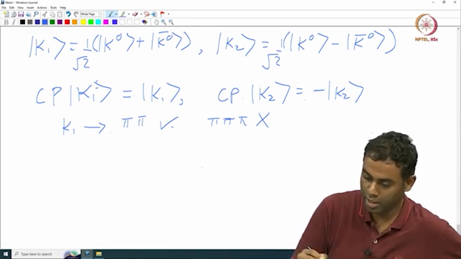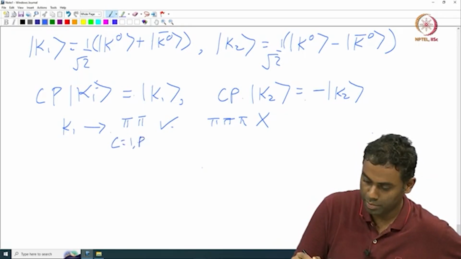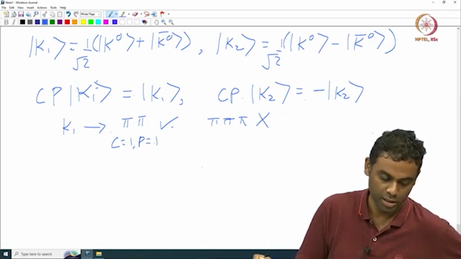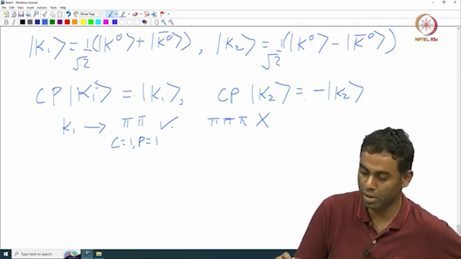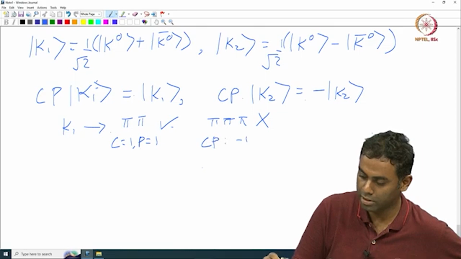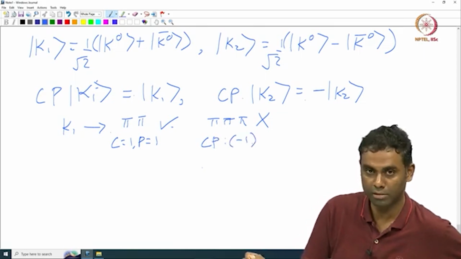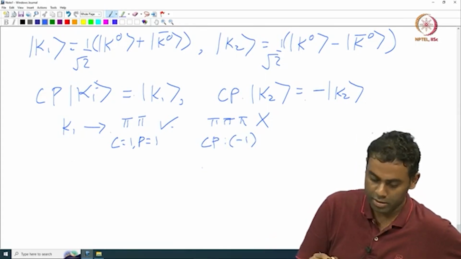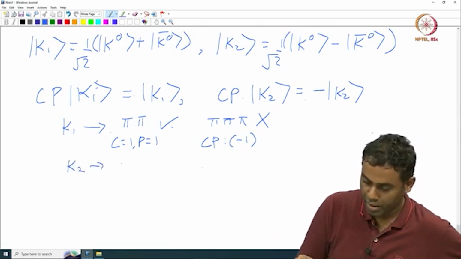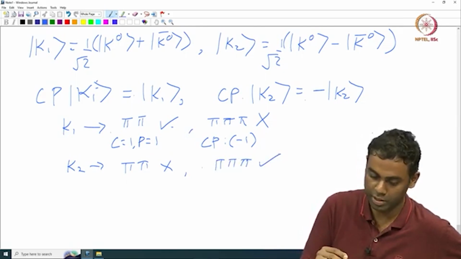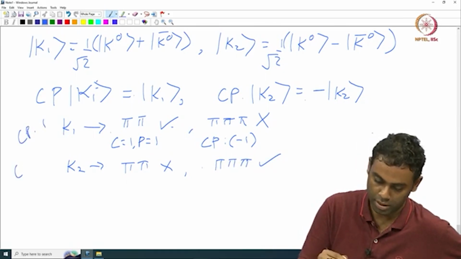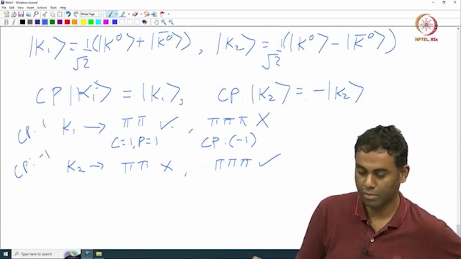So this one has C equals 1, P equals 1. Each of the pions have that, right? Sorry, this entire state has C equals 1, P equals 1. So the CP of the final state here is plus 1 and the CP of the final state here is minus 1. That should be easy to check, right? And similarly, K2 does not go to 2 pions but it will go to 3 pions. Same argument. So here the CP is plus 1, here the CP is minus 1. Correct?